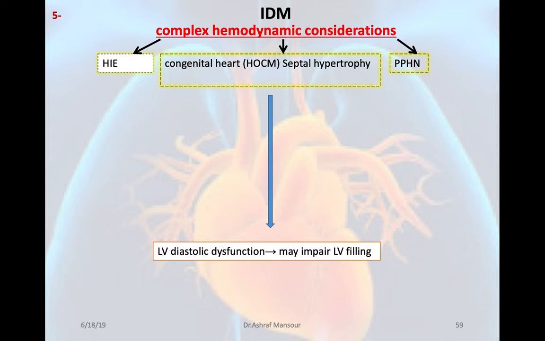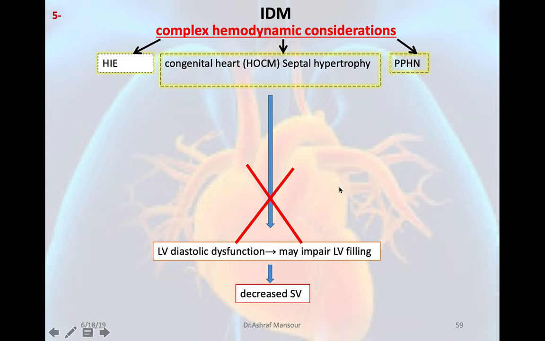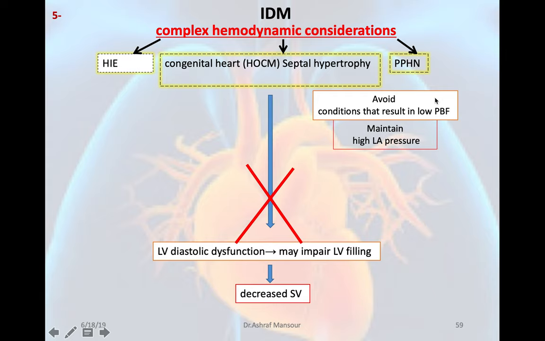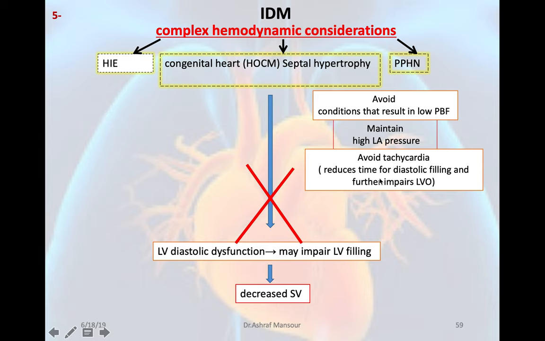This will be affected also by tachycardia. The more the tachycardia, the less the left ventricle filling, so the stroke volume decreases. So we have to cut this circuit by avoiding conditions that result in low pulmonary blood flow, maintain high left atrial pressure, and avoid the tachycardia, to the extent that some can be given drugs like Inderal to avoid the tachycardia, and give enough IV fluid for the baby.